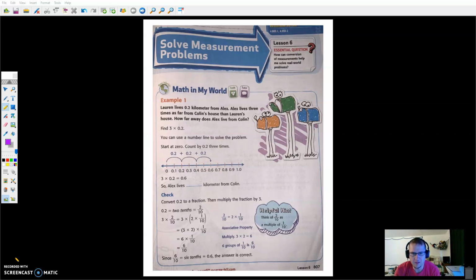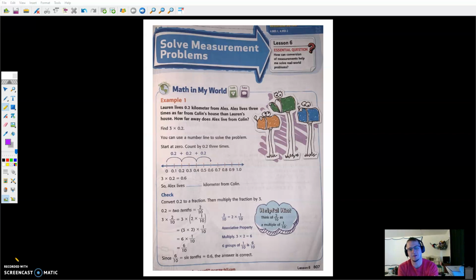So let's take a look over example number 1 here. Lauren lives 0.2 kilometers from Alex. Alex lives 3 times as far from Colin's house than Lauren's house. How far away does Alex live? So ultimately what you're trying to find is 0.2, 0.2, 0.2. Okay, 3 times 2/10.